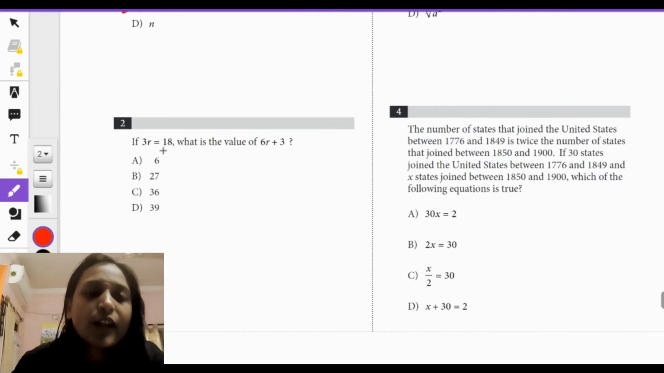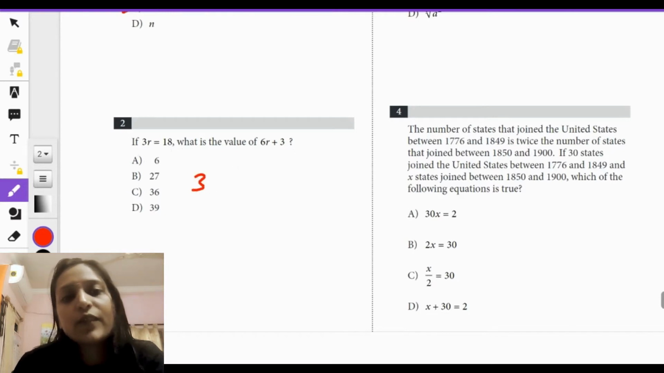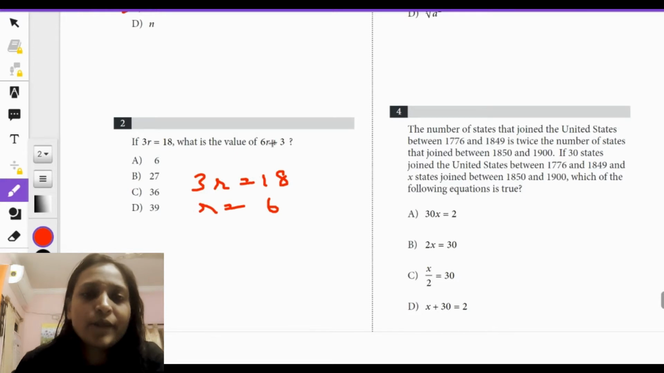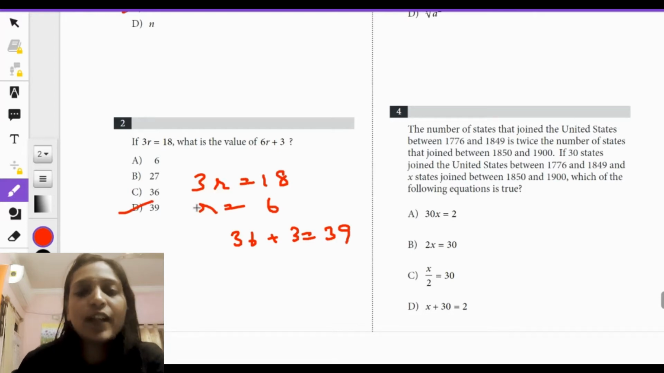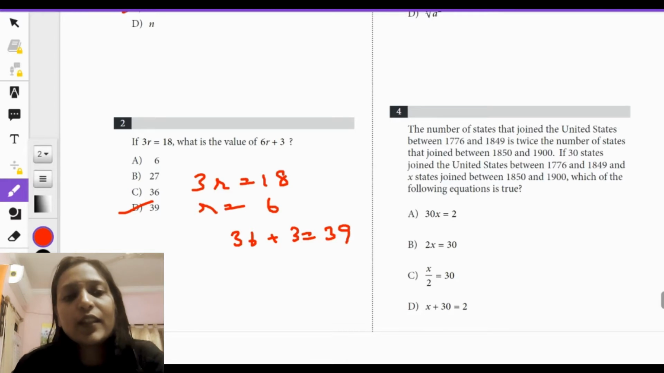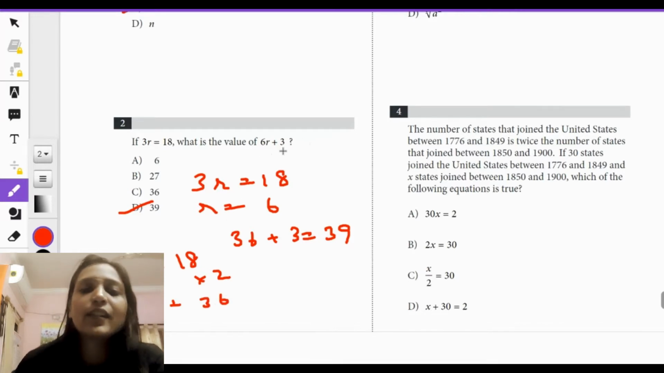Second question says if 3r is equal to 18, what is 6r plus 3? So if 3r is equal to 18, r is going to be equal to 6. So 6 times 6 would be 36 plus 3. So your answer should be 39. Another quick way of doing this is if 3r is 18, you multiply both sides by 2. So you would get 6r is equal to 36. So 36 plus 3 is 39.